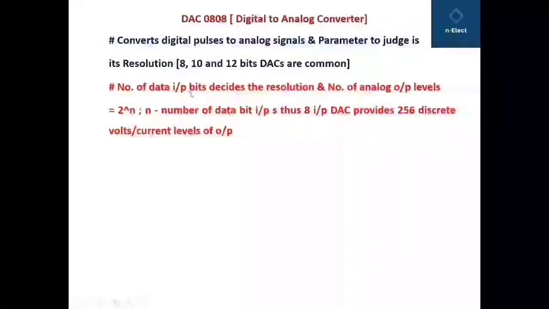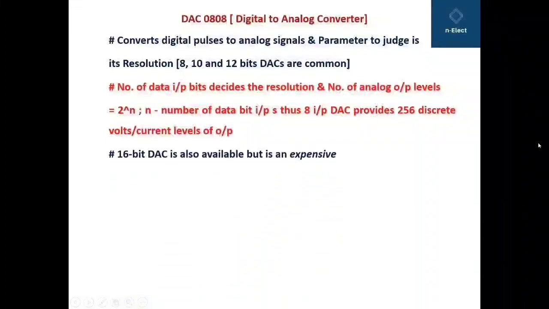The number of data input bits decides the resolution, and the number of analog output levels is always equal to 2 raised to power n, where n is equal to the number of data bit inputs. Thus an 8 input digital to analog converter will provide 256 discrete voltage or current levels of the output. A 16-bit digital to analog converter is also available, but it is expensive.